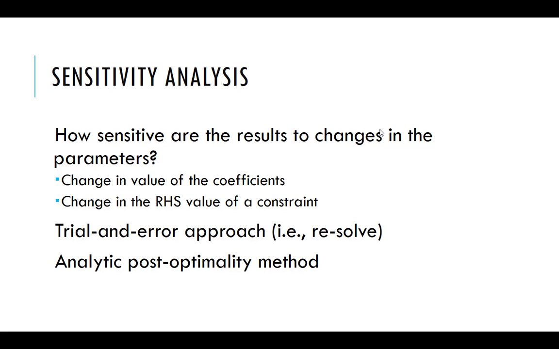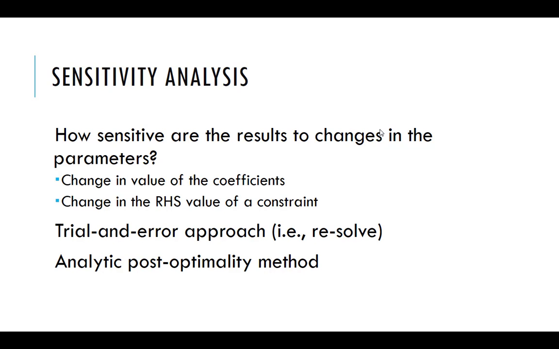So in the objective function, we had 8 and 5. What happens if we change those to something else? We could also talk about changes in the right-hand side value of a constraint. We had 1,200 pounds of plastic. What happens if it's only 1,100 pounds? What happens if it's 1,300 pounds? Things like that. So there are two ways to do this.